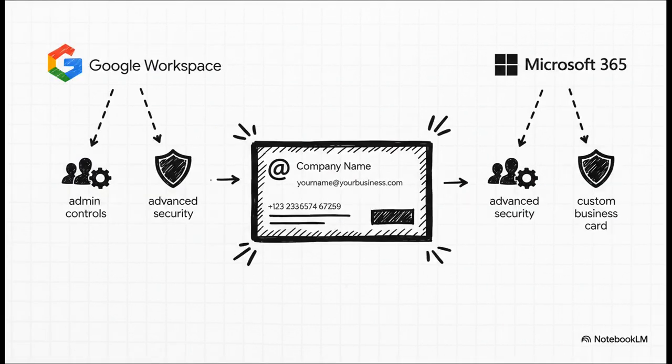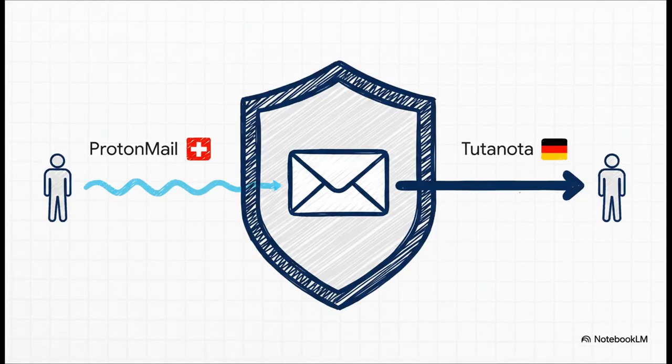Now, when it comes to business, Google Workspace and Microsoft 365 are the two titans of the industry. They offer those familiar interfaces we all know, Gmail and Outlook, but they add all the crucial business features on top, like admin controls, better security, and of course, the ability to use your own custom domain to build that professional brand. But what if your top priority isn't fancy integrations, but privacy?